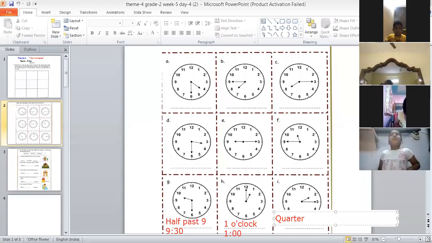So this is quarter past 2. And in another way, you can write it as 2 colon.